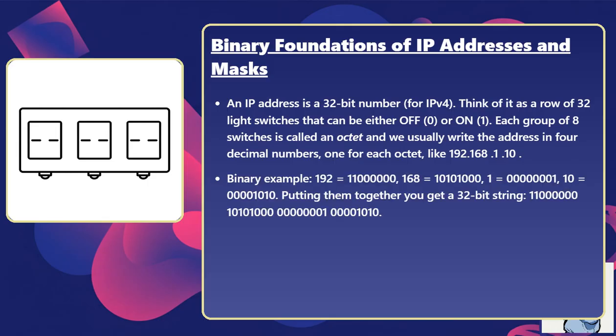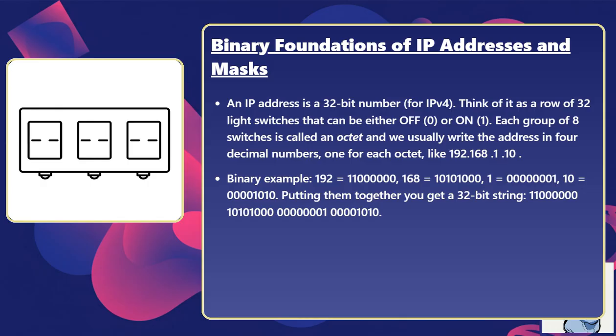192.168.1.10. Binary example: 192 equals 11000000, 168 equals 10101000, 1 equals 00000001, 10 equals 00001010. Putting them together, you get a 32-bit string.